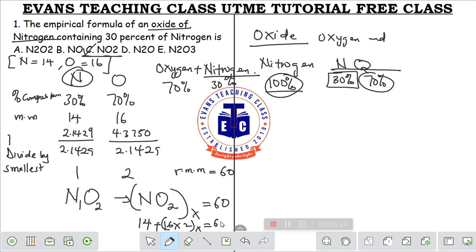x is equal to 60. I'm just using this as an example. So 14 plus 32, now into x is equal to 60. So 14 plus 32, that is around 46. x is equal to 60. So you just divide both sides by 46.